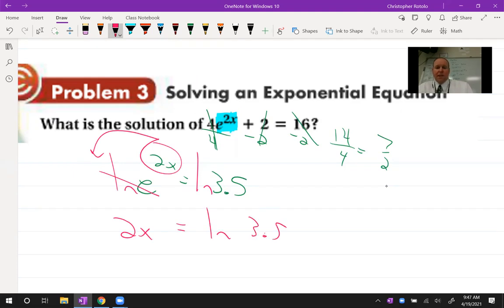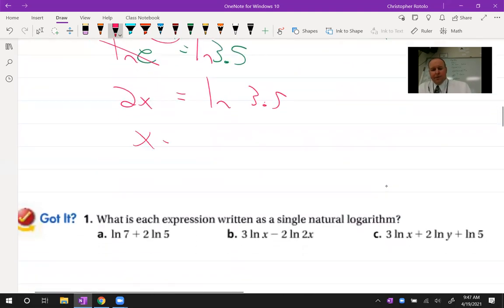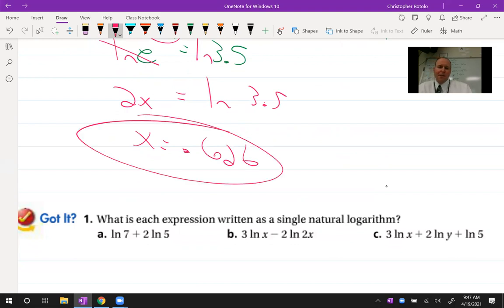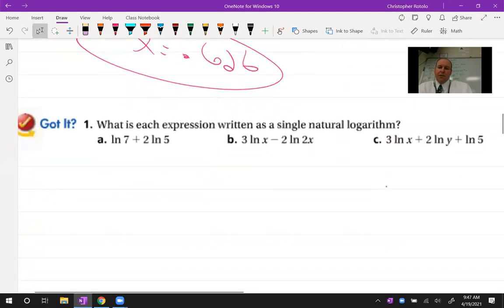So we're going to take natural log, right? So using that ln button, ln 3.5, and then divide it by 2. Okay, so we should get x equals 0.626. All right, so quick review.